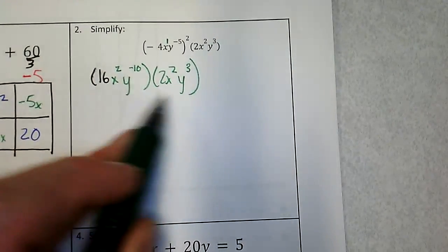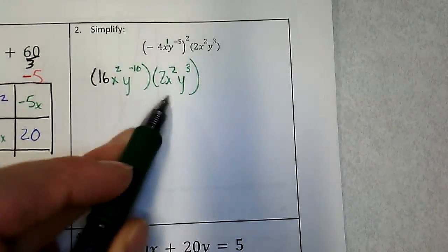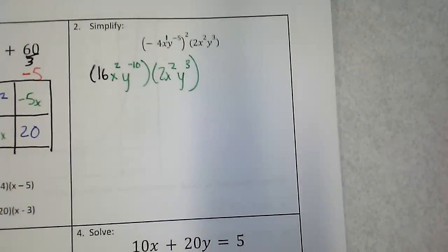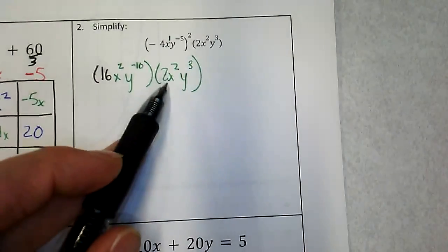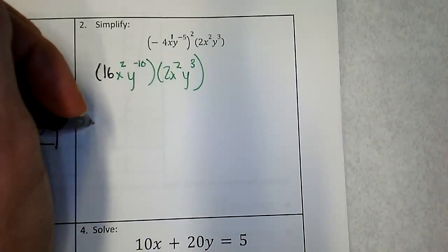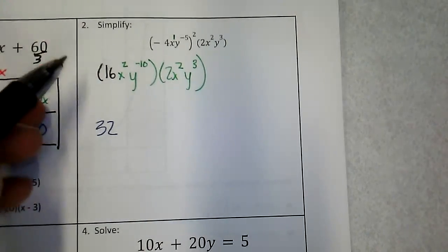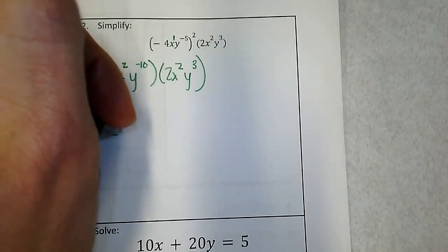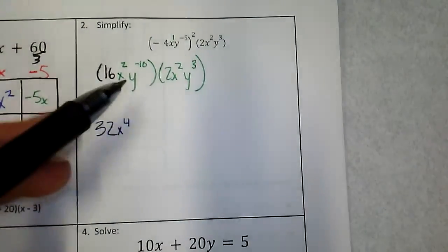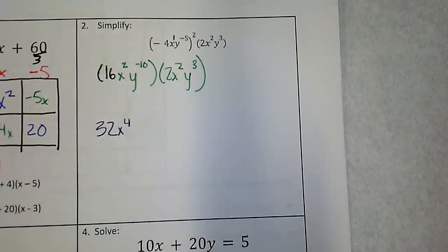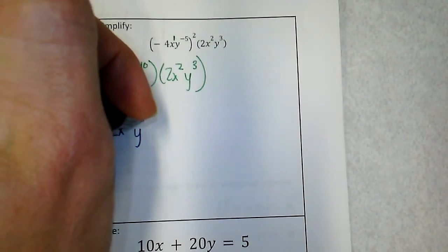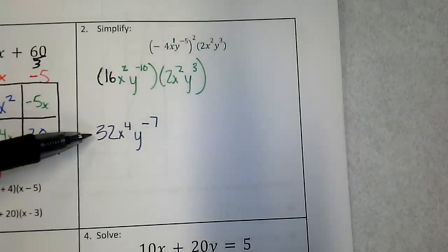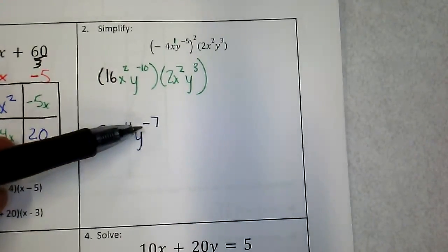Now we need to multiply these two monomials together. So we're going to multiply the big numbers and add the little numbers. So our big numbers are 16 and 2. So 16 times 2 is 32. And then we're going to add our little numbers. X to the second and x to the second is going to give us x to the fourth. Add the little numbers. Y to the negative 10th, y to the third is going to give us y to the negative 7th.